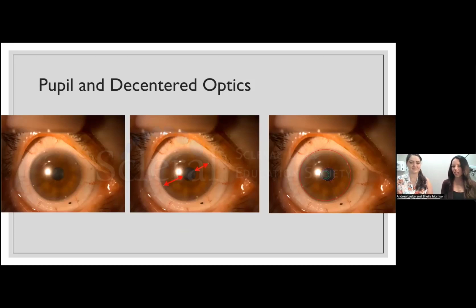Decentered optics. Andrew, are you using it? I think we were actually just talking about a patient today. Tell us a little bit about how you do with decentered optics, because this is a really cool feature available when we're fitting sclerals. How often do you use it? Is it something that's really common for you?